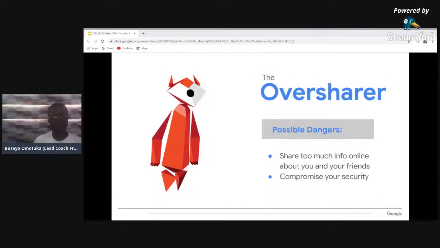So here we come. We now talk about the second danger on the internet. This one is called the oversharer. An oversharer can be anybody. An oversharer can be your friend, they can be your close friend, and they can pose a lot of dangers. Oversharers tend to share too much information on the internet. By so doing, they compromise your security. So let's study them in detail.